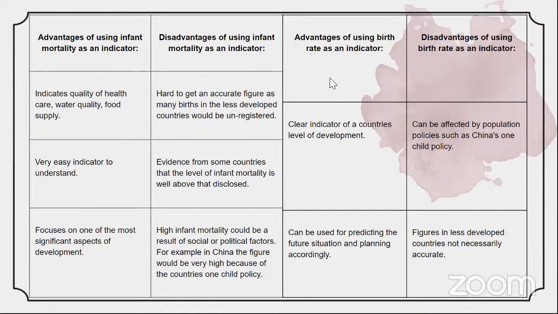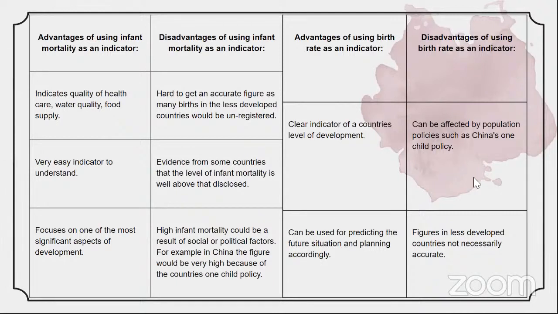Infant mortality rate. Okay. Next one is birth rate pula. Birth rate ni pula clear indicator of country level of development. As there are more people, more babies being born, that means there will be more employment. Dia ada banyak lagi orang yang ada banyak labor work lagi, labor force. So can be used for predicting future situation and planning accordingly. Sama juga macam tadi. So disadvantage dia pula can be affected by population policies. Sama juga macam China. So disebabkan China one child policy, diorang punya figure dah nampak lah.